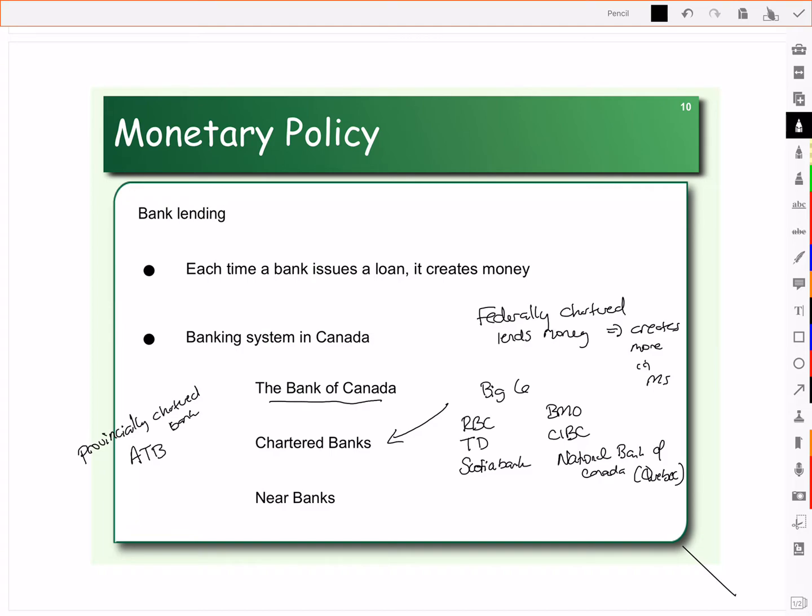Okay. Other things that are not part of the money supply are the near banks. So near banks are not chartered. They are the savings cooperatives and credit unions. So here in Alberta, we have Service Credit Union. And so when Service Credit Union lends out money, which they can, it does not add to the money supply. It doesn't add to M1. And that's because near banks are not accountable to the Bank of Canada.